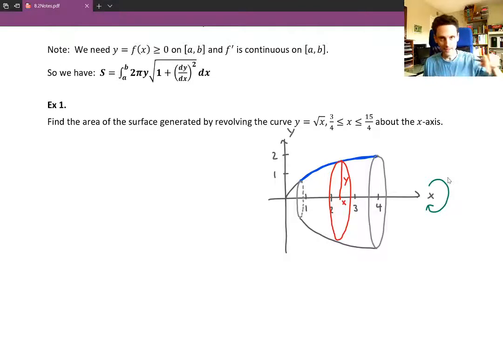Now if we were spinning about the y-axis, well, then it'd be different. Then the radius would be x, right? It'd be a horizontal distance. It'd be x.